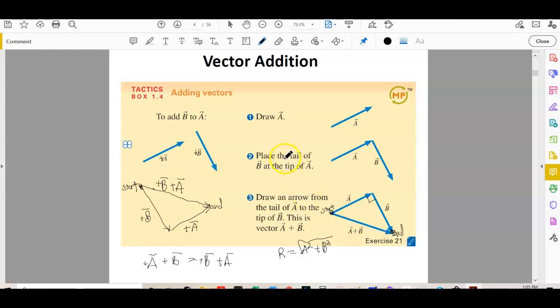You take the tail of one and add it to the tip of another, and then the resultant vector goes from where you started to where it ended, right? You started here, up and to the right, down and to the right, you ended here. So you started here, you ended here, and that's the resultant vector. Okay? Well, let's do some practicing.